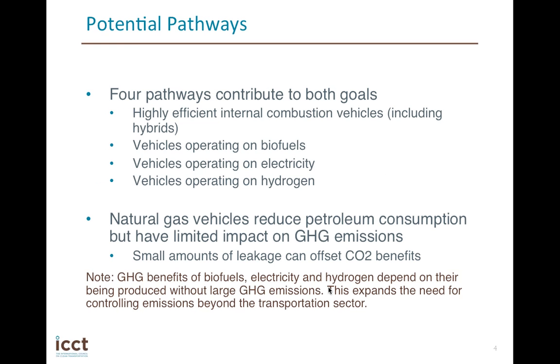There were 4 pathways that we examined: internal combustion vehicles, which in this case includes hybrids, biofuels, electricity, and hydrogen. We also looked at natural gas, but we concluded that while they can be very effective to help reduce petroleum consumption, they're not likely to have much impact on greenhouse gas emissions. This is because methane is such a potent greenhouse gas that only a small amount of leakage will offset the CO2 benefits. The other thing evaluated by a fuels group was how these alternative fuels are being created, and it has a major impact on the greenhouse gas benefits.